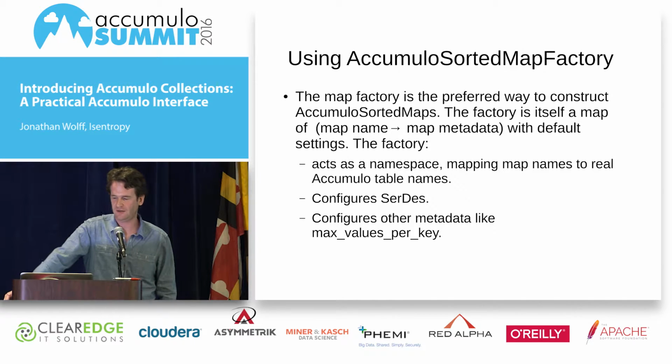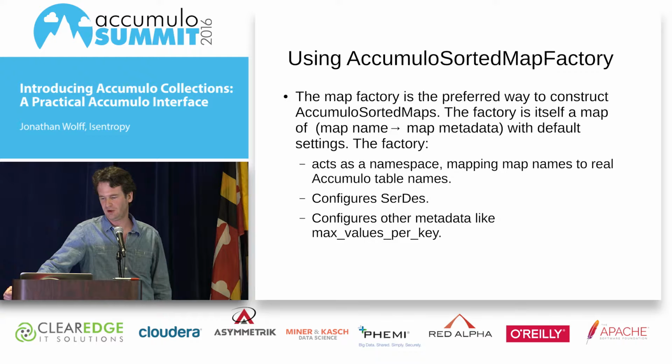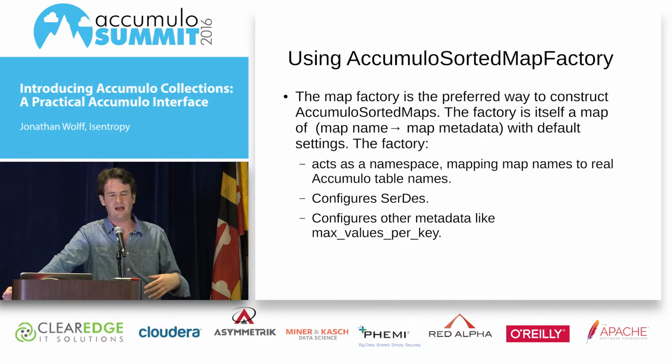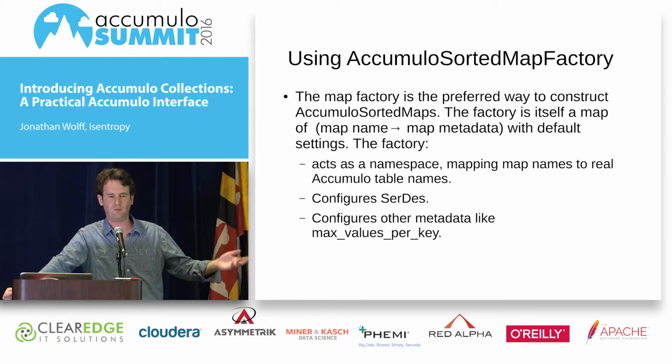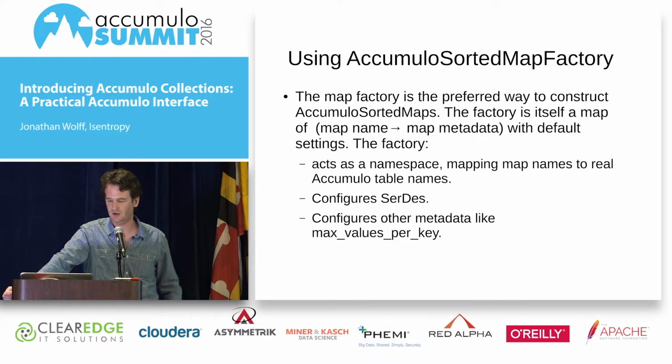And I spoke earlier about the SortedMap factory, so I'll get more into that right now. The factory is itself backed by an AccumuloSortedMap, and it manages your map metadata, but also there's a namespace associated with it. For each map, you define your own name for it, and then it will assign an Accumulo table to it with a bunch of random characters on it, so that you don't have namespace conflicts. So if you made one map in one namespace called map1, and you called another one map1 in another namespace, they would not write on each other. They wouldn't step on each other's toes.